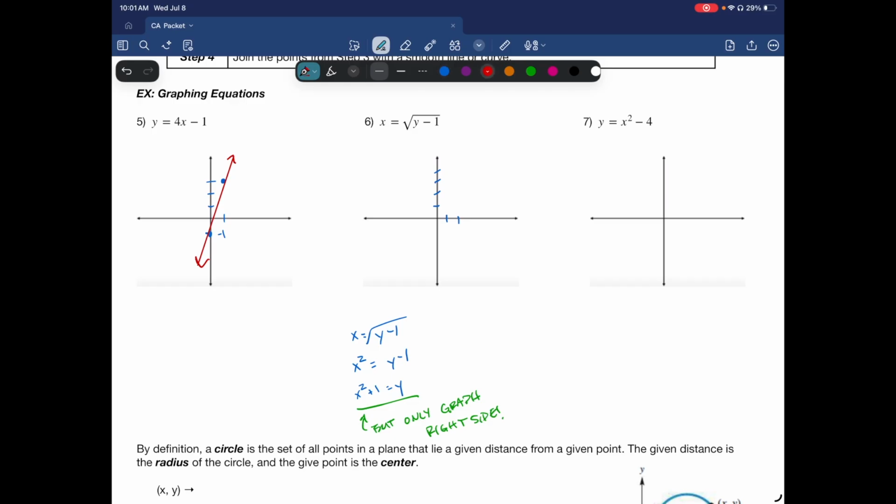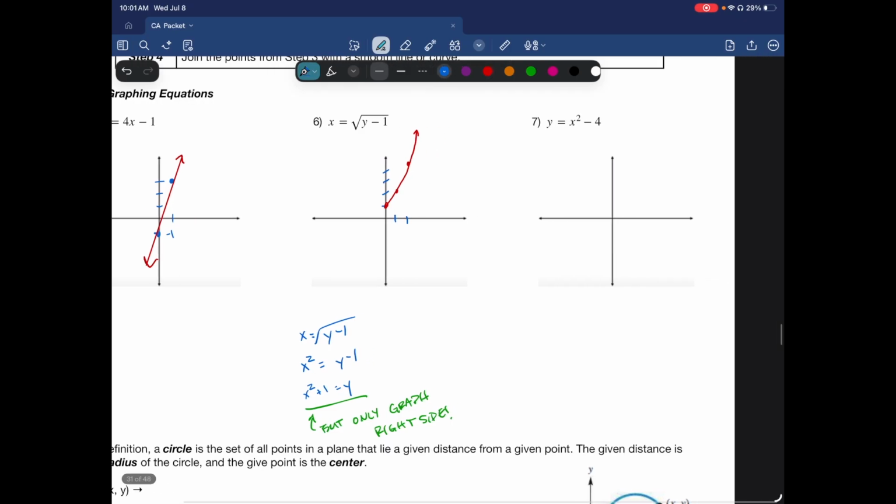we start at 0, 1, and then 1, 1 would be a point in the parabola, so it'd be like right here, and then 2, 4 would be the next one, so that would be up here, and so it looks something like that. And again, because the original was x equals positive the square root of y minus 1, I only draw the right side of the parabola.